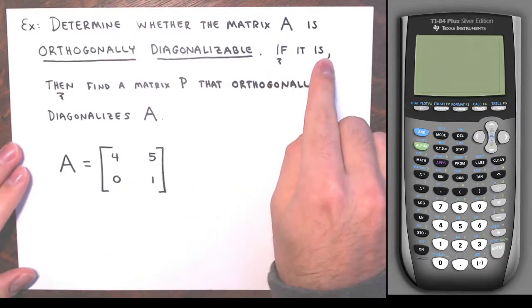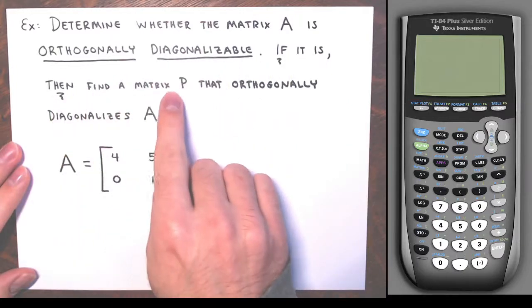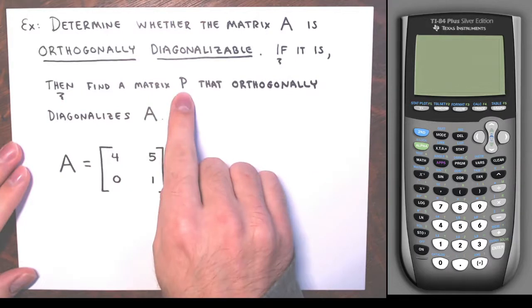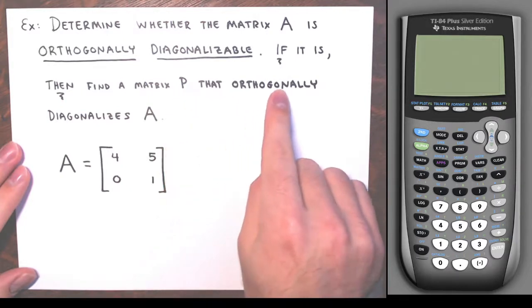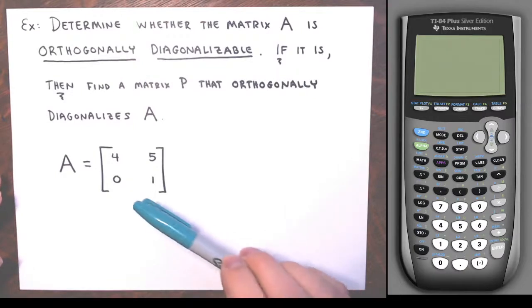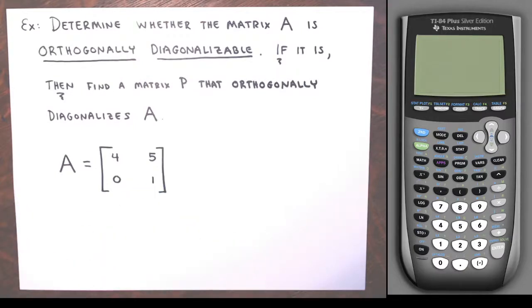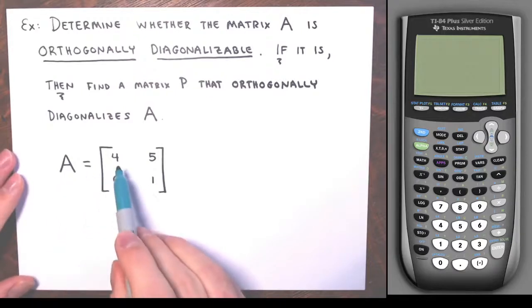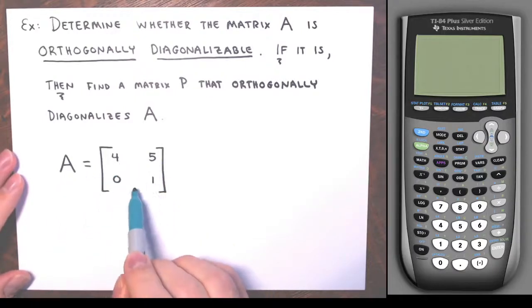If it is symmetric, if it is orthogonally diagonalizable, then find an orthogonal matrix P that orthogonally diagonalizes A, such that P transpose times A times P equals D, where D is diagonal. All right, so my first example is a 2 by 2 matrix. A equals, in the first row is 4, 5. The second row is 0, 1.